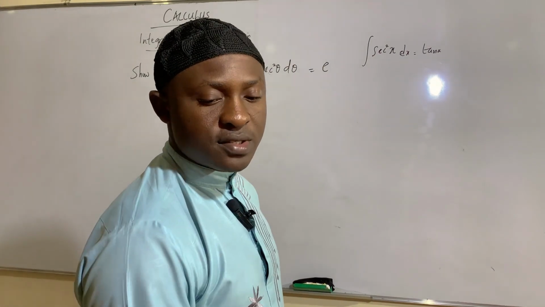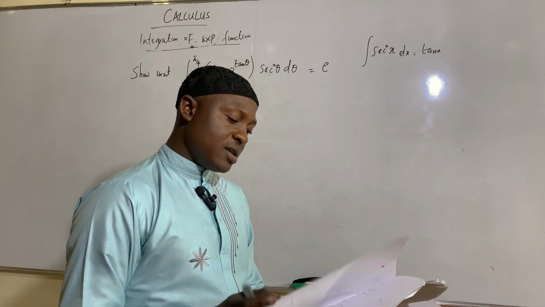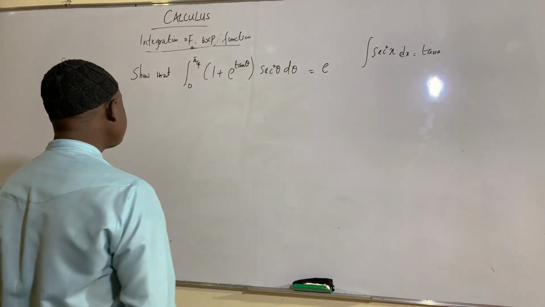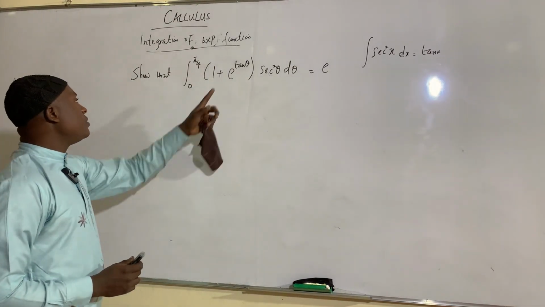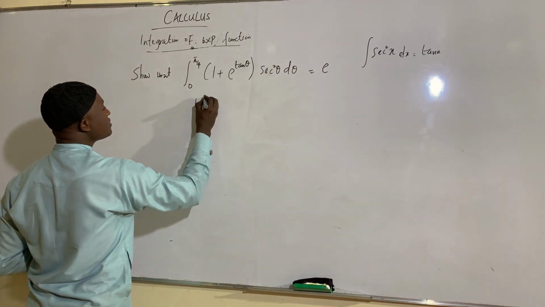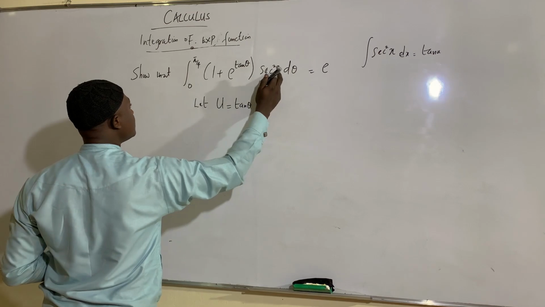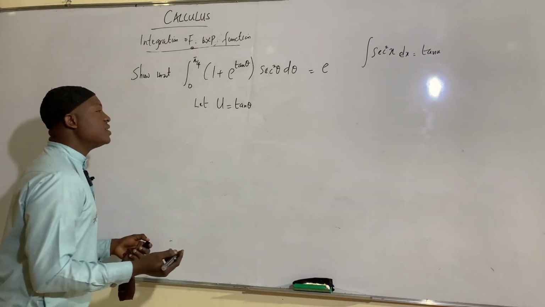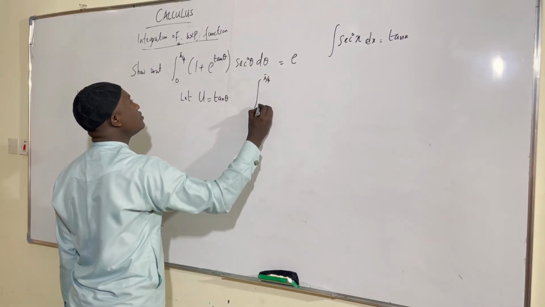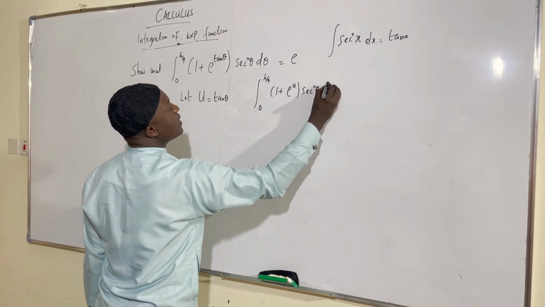Just follow the same process, the same pattern of how we can approach the results. So how are we going to do that? Just let the power, what we have at the power, be a single variable. That is, let u equal tan theta. Or if you like, you can open the bracket, this times this, this times this. But I think this is another simplest way of doing that. So that means this will now become the integral from pi over 4 to 0 of 1 plus e raised to the power of u, then sec squared theta d theta.